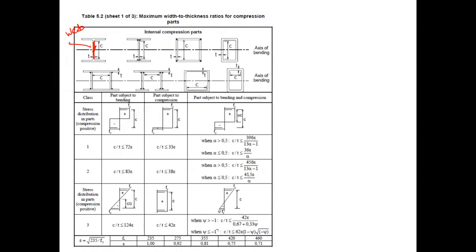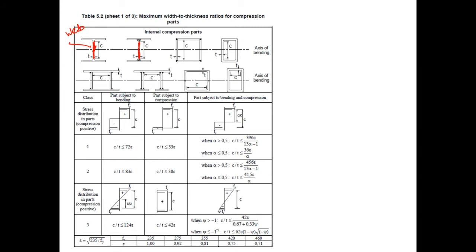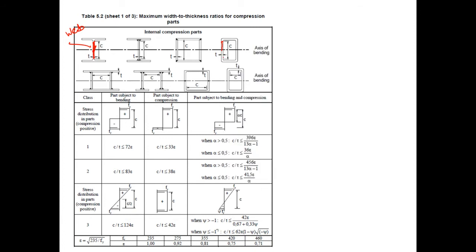Same thing if we have a welded section, it's from the bottom of the weld. So you can see the weld there. So it's from the bottom of the weld. An example that you're going to do yourselves is a box section. So you're going to look from here to here.